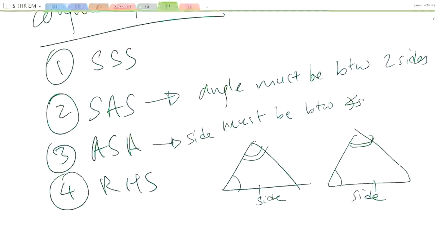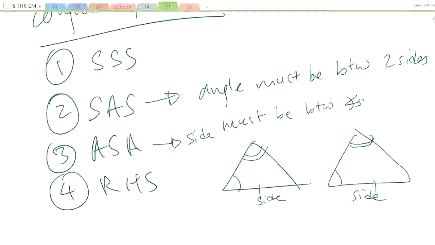All of you should be thinking. Okay, you got it right. Zhiluo, what do you think? How do I use ASA for this? Given that the side must be between 2 angles, is the side between the 2 angles now? No, it is not.